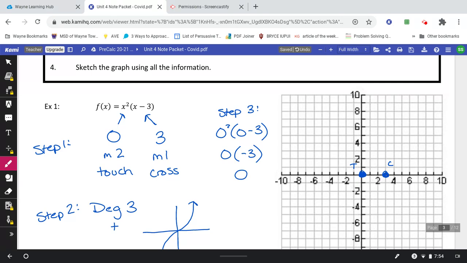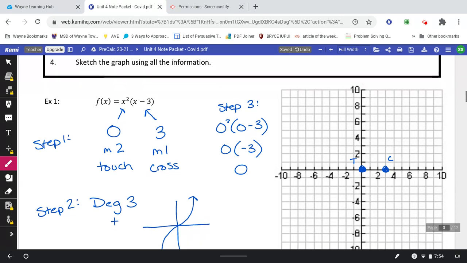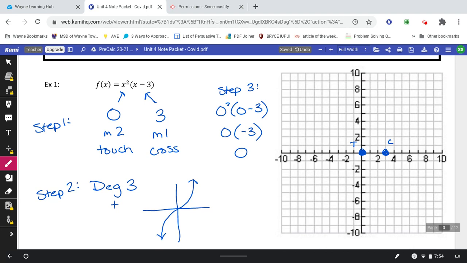With all that information, I can now sketch the graph. Step number 4. So what I'm going to do is I'm going to make sure I start in the bottom left corner of this graph. So start down here. You're going to come up to each of these intercepts, the 0 and the 3, and you're either going to touch them and bounce away or cross through them. And then you end up here.